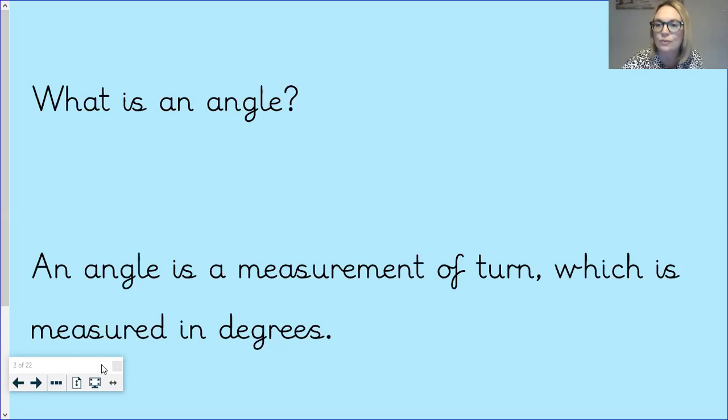Okay, so those turns demonstrate basically what angles are in terms of measuring a turn. So that's what you can think about when you're thinking about angles. You're thinking about how far something has turned and created an angle. And then we measure that turn, the space in the middle, in degrees.